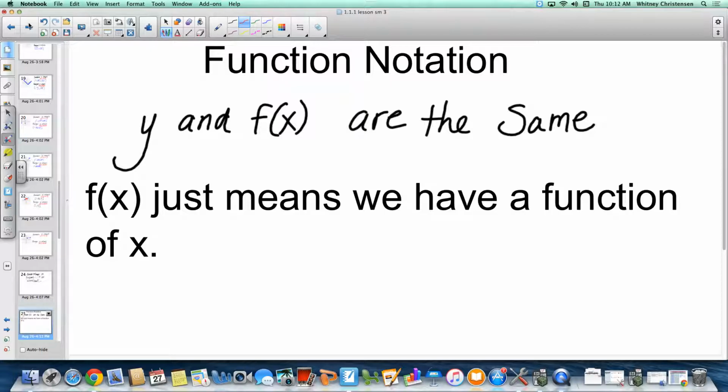It's saying we have a function of x. You've seen function notation before, right, everybody? I mean, you definitely should have. Function notation is the exact same thing as a y. It just means we have a function of x, okay? So just in your notes say I'm using f of x, not y.